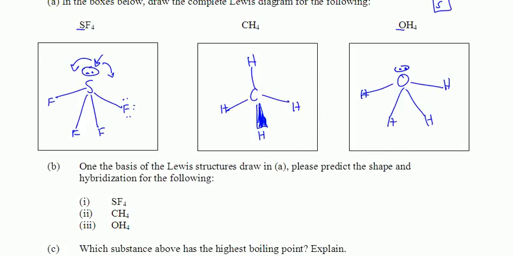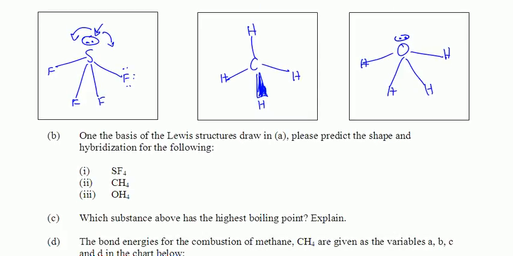Predict the shape and the hybridization. So SF4, 4 things are attached. We have 1 lone pair. We're going to call that seesaw. And 4 things and 1 lone pair is 5 things, so that's sp3d. CH4 is tetrahedral, and that's sp3. And again, OH4, similar properties. It's going to have the same shape. Seesaw, sp3d.